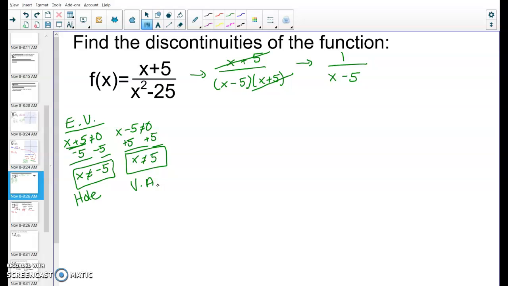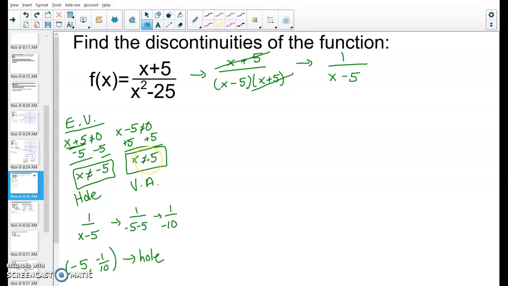Okay, let's figure out the y value now for your hole in the graph. Okay, so our new function is 1 over x minus 5. We know that your x value for the hole is going to be -5. So we are going to plug that in for x. That leaves us with 1 over -10. That's your y value for the graph. So this will be a hole.